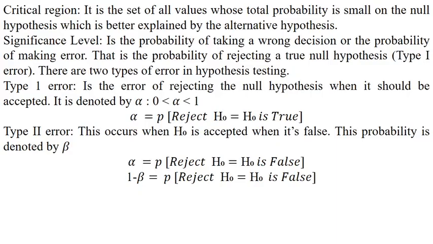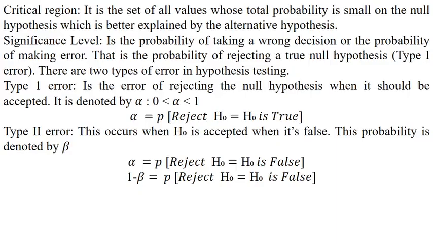Also, we have the significance level. It is the probability of taking a wrong decision, or the probability of making an error. For everything we do in life, we should always allow a little percentage of error. Nobody is perfect except God. So the significance level is the probability of rejecting the true null hypothesis, which is our type 1 error.